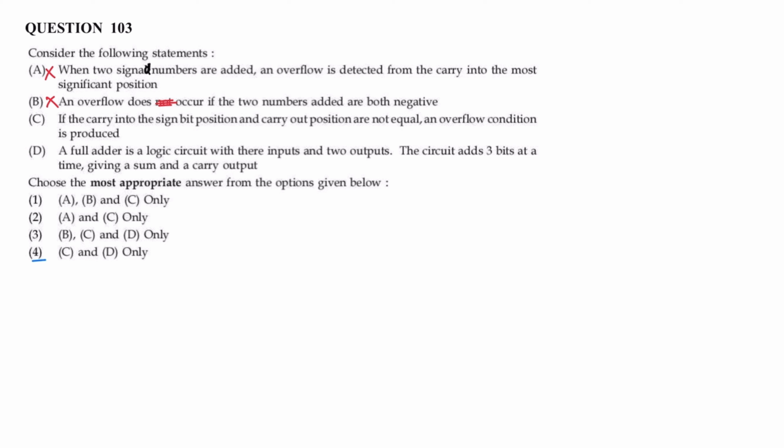In statement A, when two signed numbers are added, an overflow is detected from the carry in the most significant position. It is not detected that way. Statement C, if the carry into the sign bit position and the carry out position are not equal, then an overflow condition is produced. Statement C is correct. Statement D, a full adder is a logic circuit with 3 inputs and 2 outputs. Statement D is correct. A full adder is a combinational logic circuit with 3 inputs and 2 outputs. The outputs are sum and carry. The correct answer is option 4.